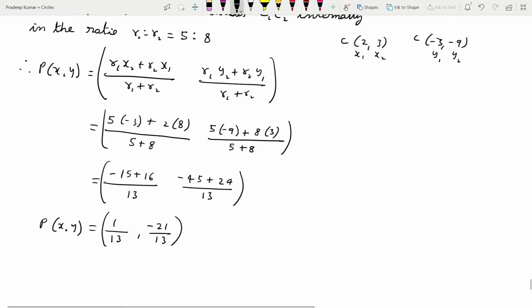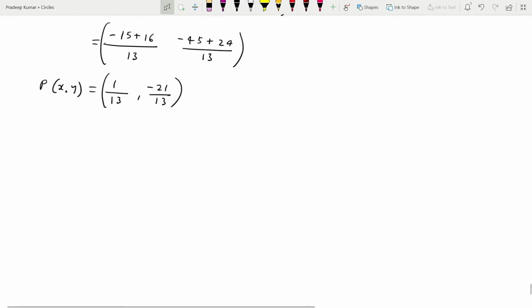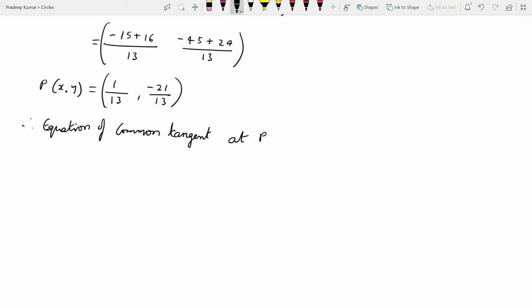Now we will find the tangent of the two circles where it was touching both of the circles. The same tangent is touching both of the circles. Let's do that. So I can write, therefore, equation of common tangent at P. So the P is 1 by 13, minus 21 by 13, as follows. So we'll anyhow solve it, right? So I'm just writing this point. Therefore, equation of common tangent.